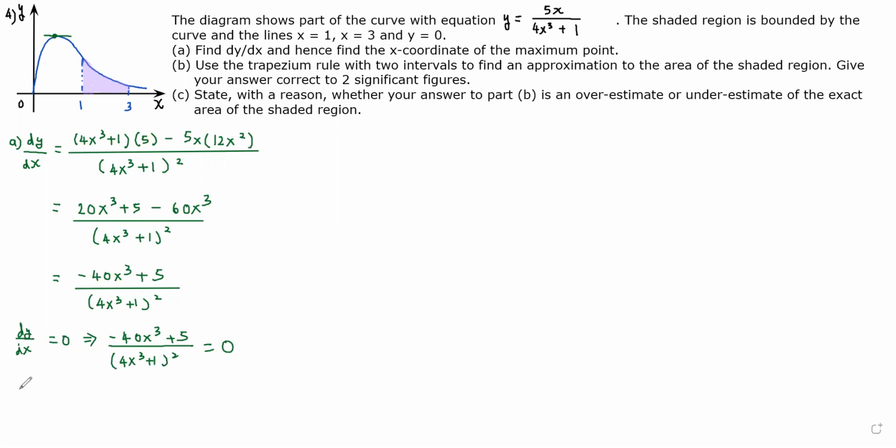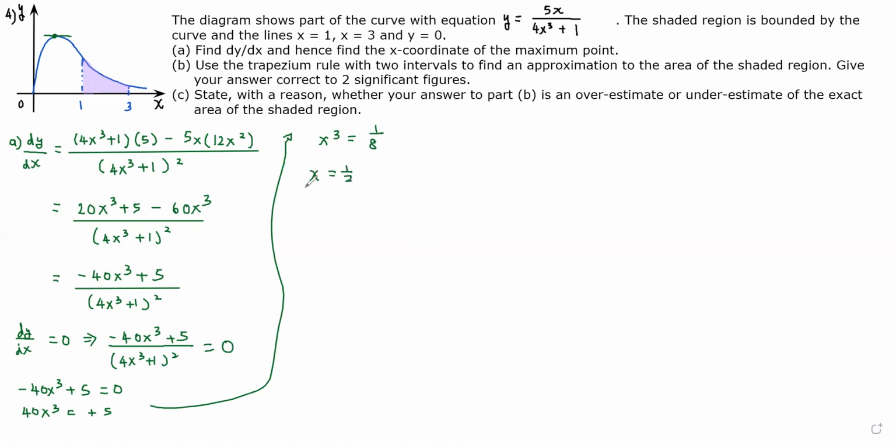When we set the numerator to 0, negative 40x cubed plus 5 equals 0. Oh, sorry, so it should be negative 40x cubed equals negative 5. Then x cubed is 5 over 40, which is 1 over 8. Taking cube roots, we have x equals 1 over 2. That is what we want for part A.